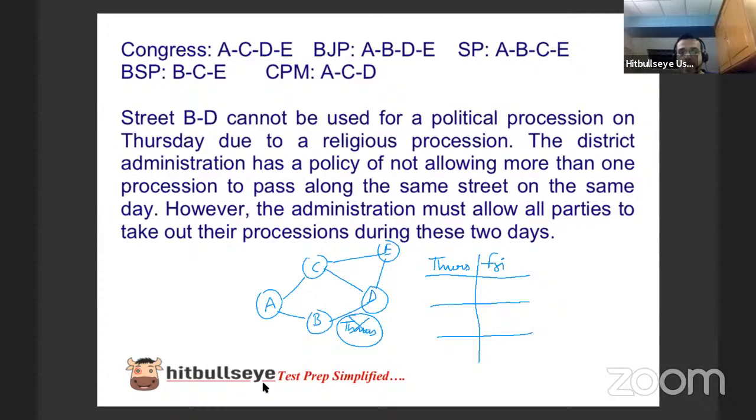Right, tell me. BJP is Friday, Shubham is saying. Okay, why BJP is Friday? Because BJP has BD in it, absolutely. And BD we cannot do on Thursday. Hence, we have to do it on Friday only. So BJP will be on Friday.